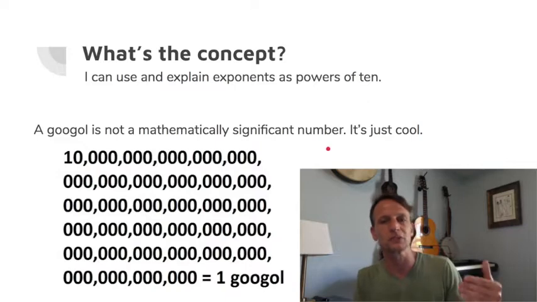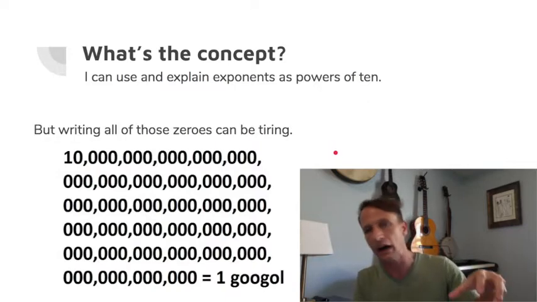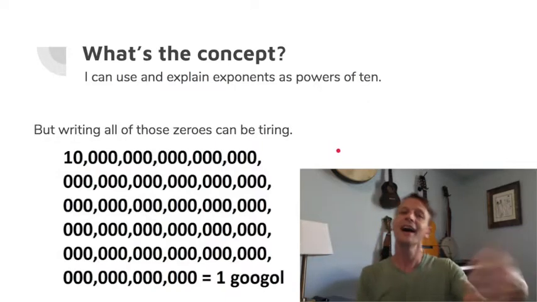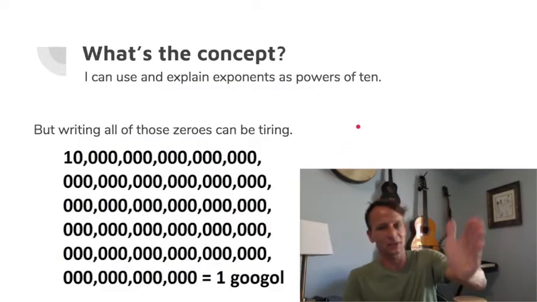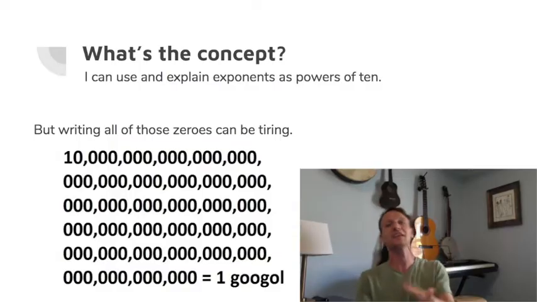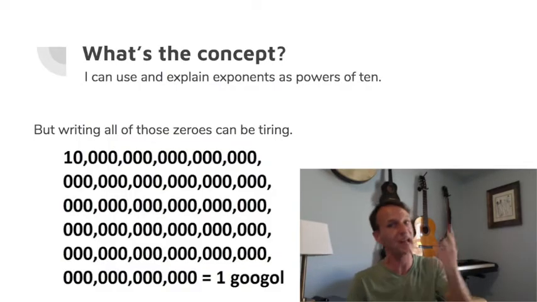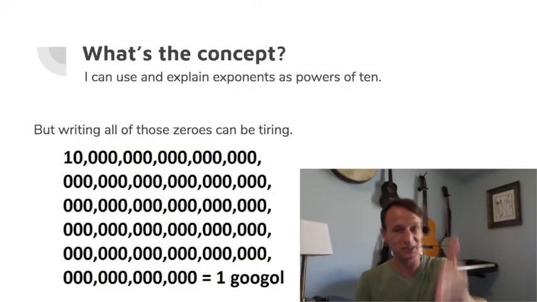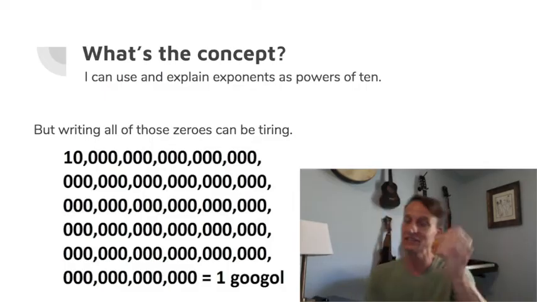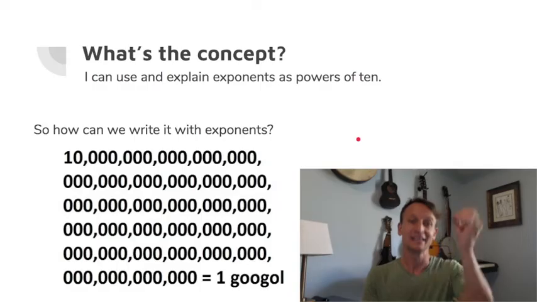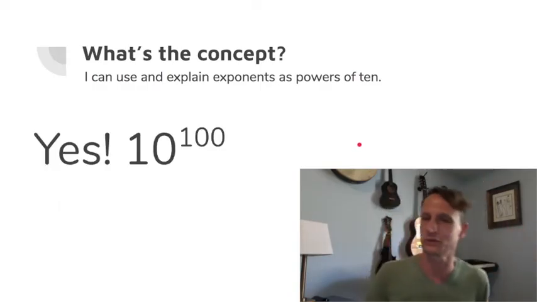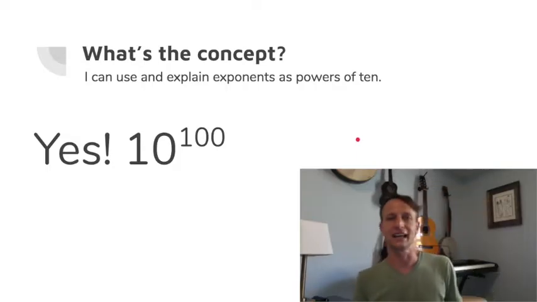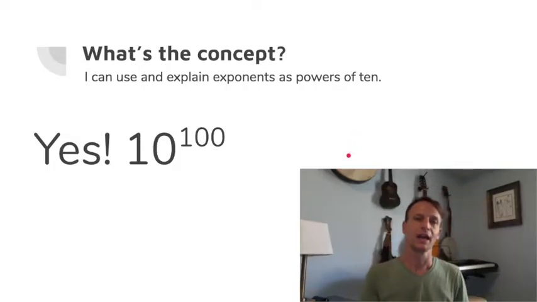But how would we write it in a way without 100 zeros? We can use exponents as powers of 10. Each 0 there represents a place value, and each place value is a power of 10. In other words, times 10. So how would we write 1 googol using exponents? Yes, 10 to the 100th power is how you'd write a googol in exponential form.